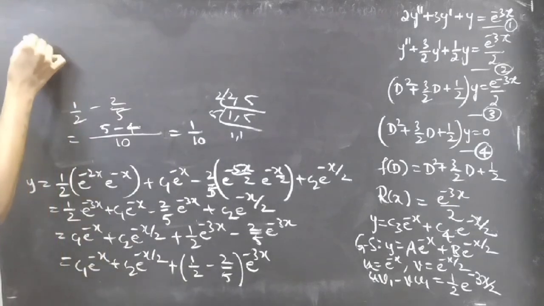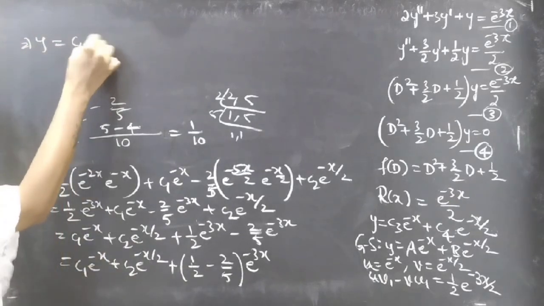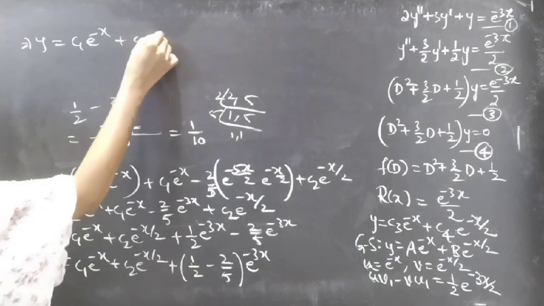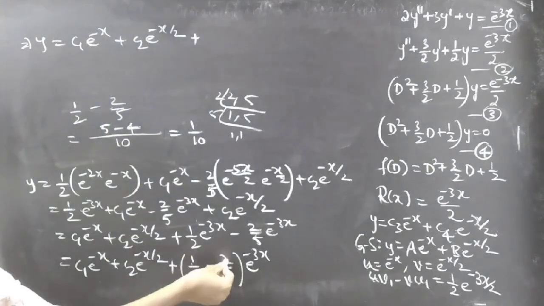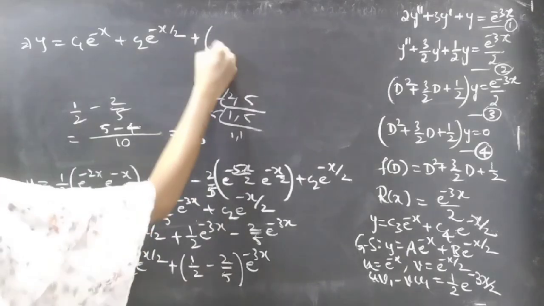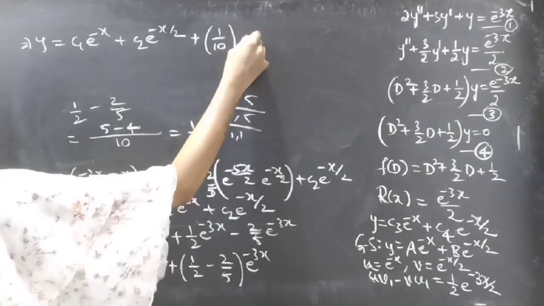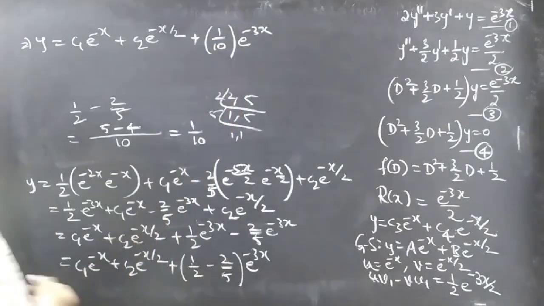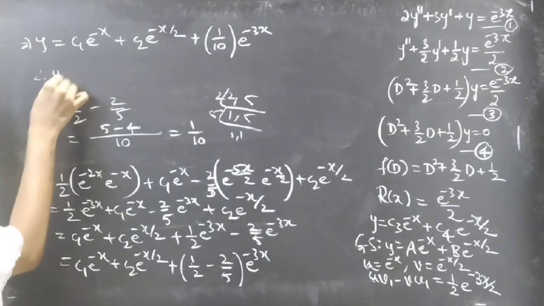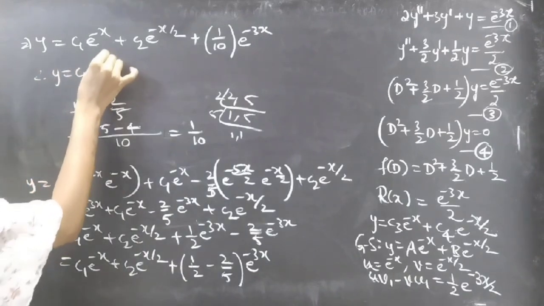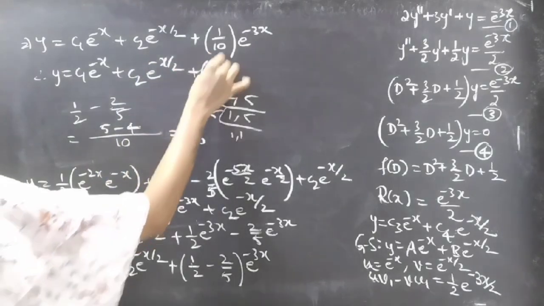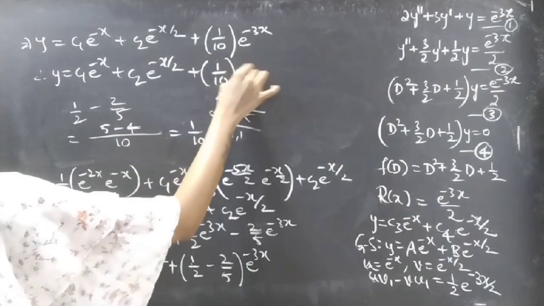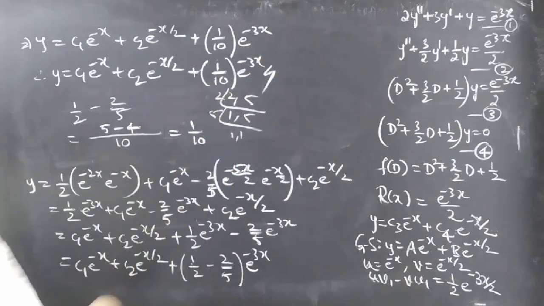This becomes y equal to c1 e power minus x plus c2 e power minus x by 2 plus, 1 by 2 minus 2 by 5 is 1 by 10, into e power minus 3x, which is the required solution. Therefore, y equal to c1 e power minus x plus c2 e power minus x by 2 plus 1 by 10 e power minus 3x is the required solution.